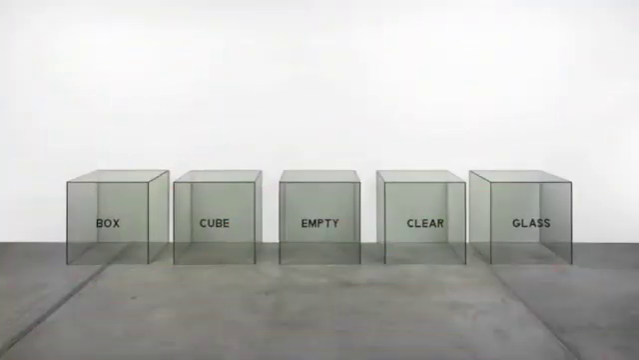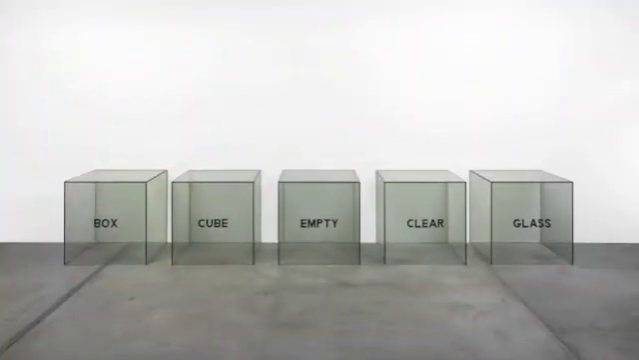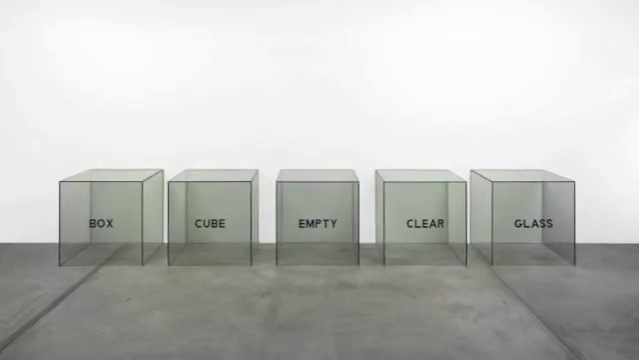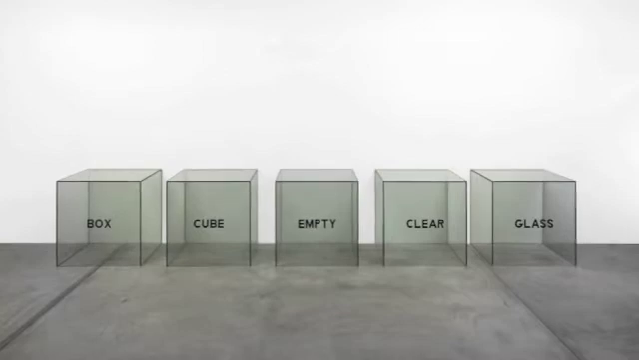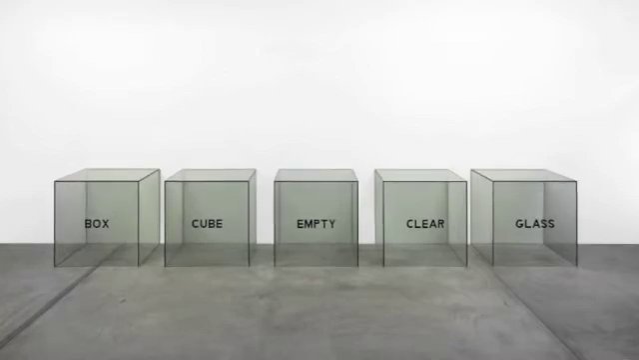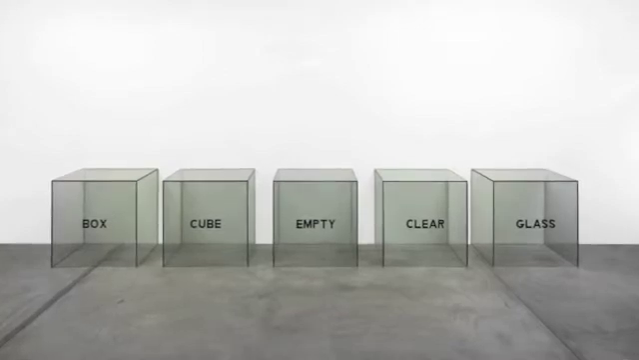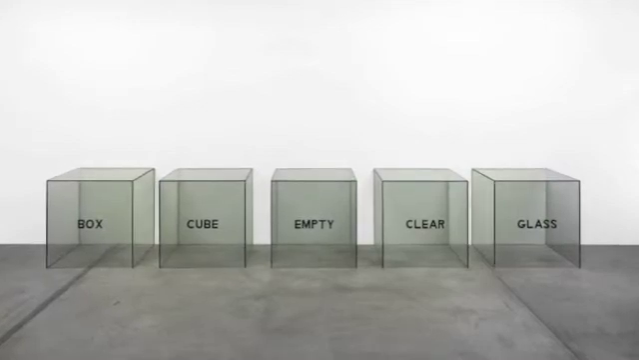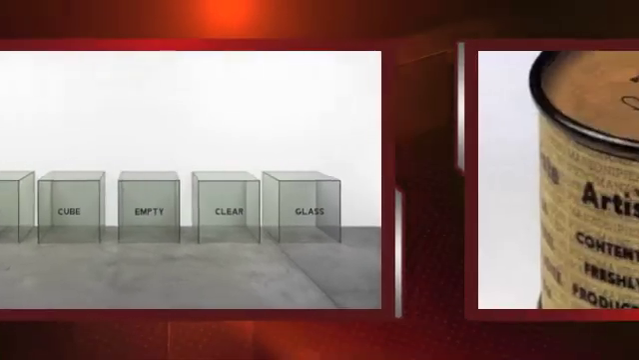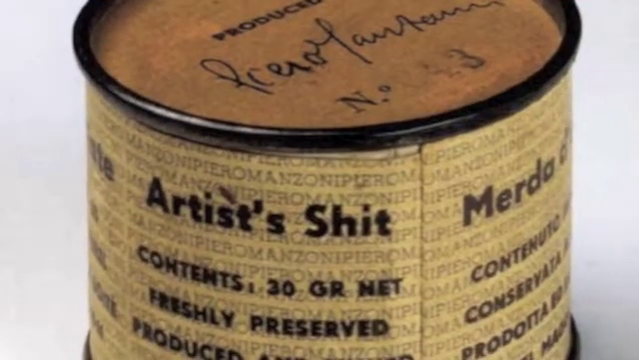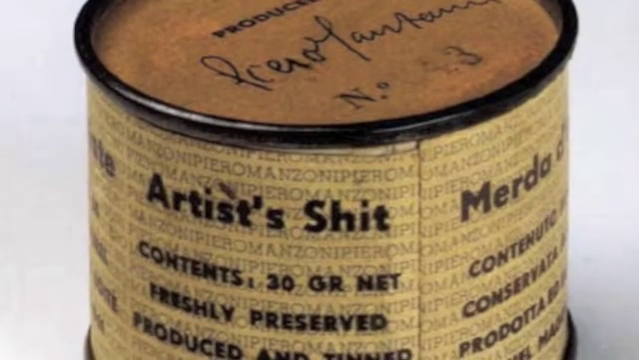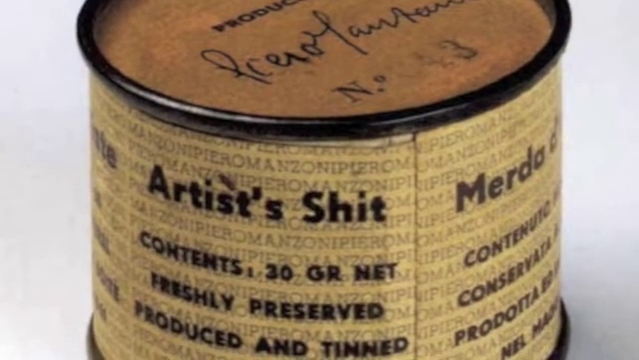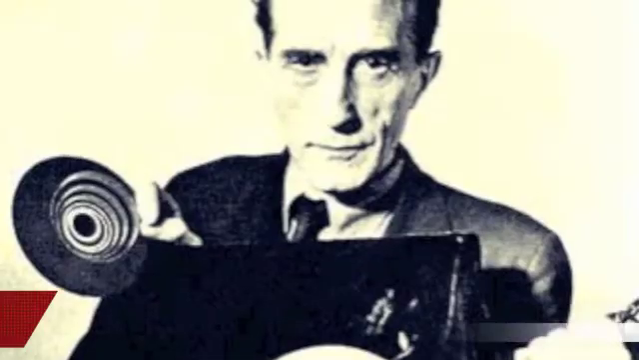One of Joseph Kosuth's pieces is known as Box Cube Empty Clear Glass, and the meaning behind it, the concept, is that it's trying to explain the different intentions of artists. Here it's described as different words to describe one object itself, the glass box. In this next piece, you can see the sense of humor of Joseph Kosuth, but at the same time, he is criticizing the works of other artists.